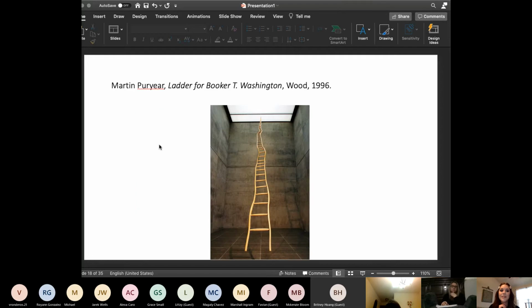Another example of symmetry can be seen in Martin Puryear's ladder for Booker T. Washington. If we cut this ladder in half, we would see that it is nearly symmetrical on each side. It's because that's how ladders work.